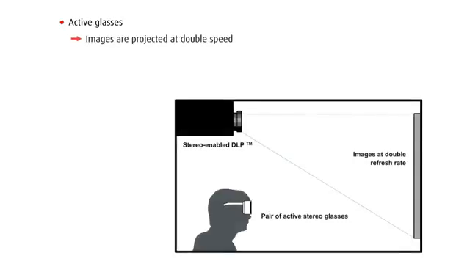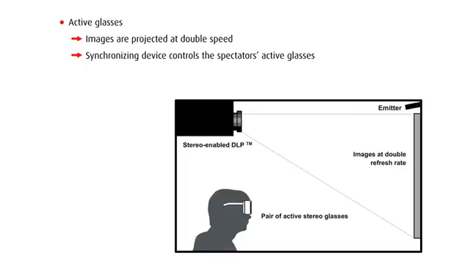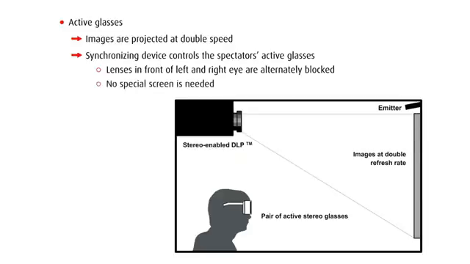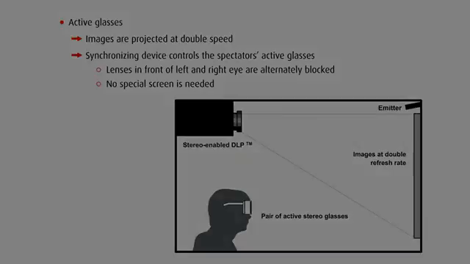The last way to produce 3D is via the active system. With active 3D, the images are projected at double speed. A synchronizing device is installed in the auditorium to control the spectator's active glasses by means of infrared beams. Each time an image destined for the left eye is projected, the glasses completely block the lens in front of the right eye and vice versa. In this system, no special screen is needed.